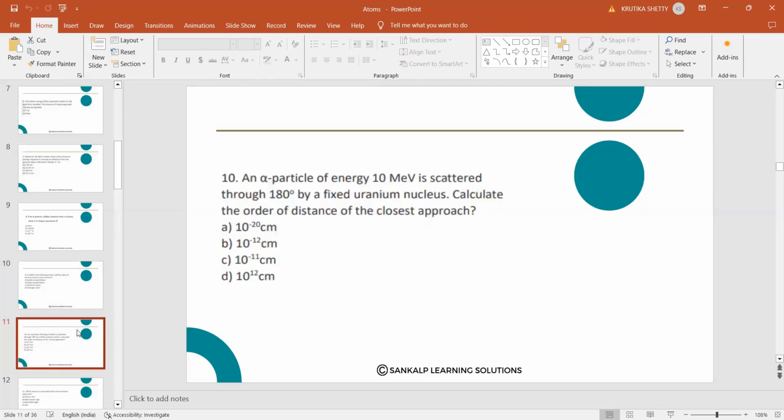Then the next question. An alpha particle of energy 10 mega electron volt is scattered through 180 degree by a fixed uranium nucleus. Calculate the order of distance of the closest approach. Here, how can we calculate the closest approach? The energy is given as 10 mega electron volt and the angle is given as 180 degree. We need to calculate the distance of closest approach. So see how to use this.